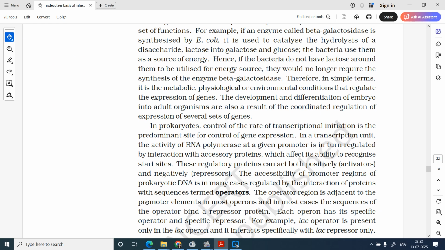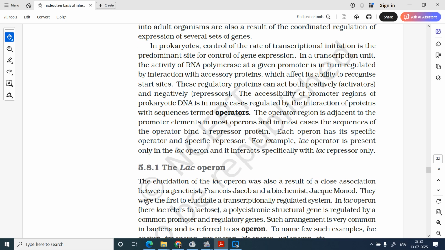The development and differentiation of embryo into adult organisms are also a result of the coordinated regulation of expression of several sets of genes. In prokaryotes, control of the rate of transcriptional initiation is the predominant site for control of gene expression. In the transcription unit, the activity of RNA polymerase at a given promoter is in turn regulated by interaction with accessory proteins, which affect its ability to recognize the start site.